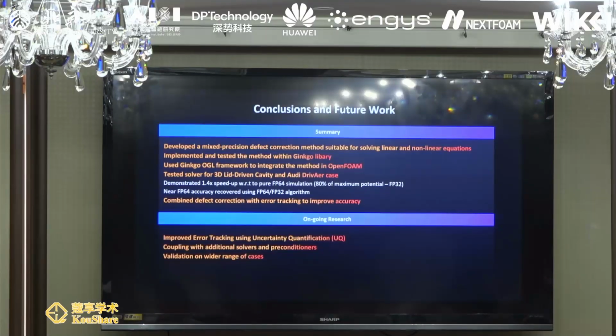and to expand this approach to more solvers. In this particular study, we targeted the CG solver, but now we are extending to more solvers and preconditioners as well, and to test 2 more test cases.